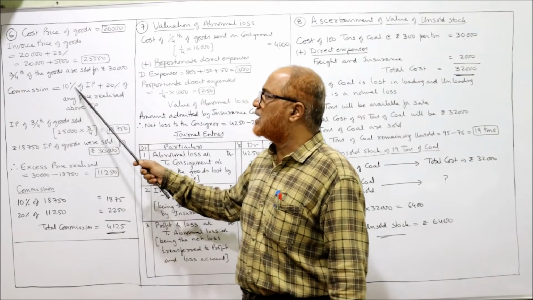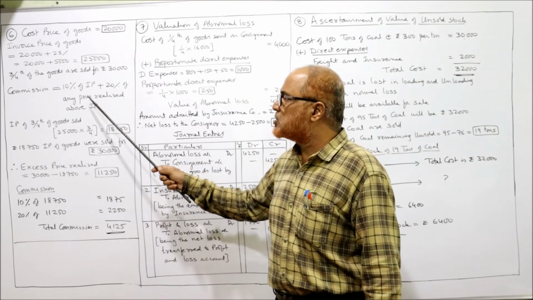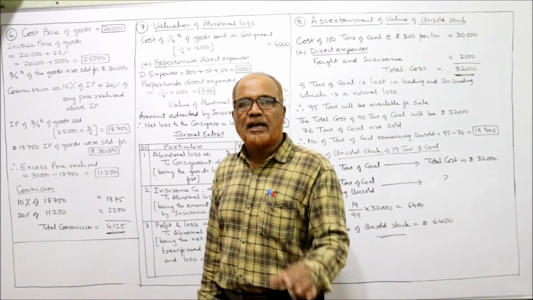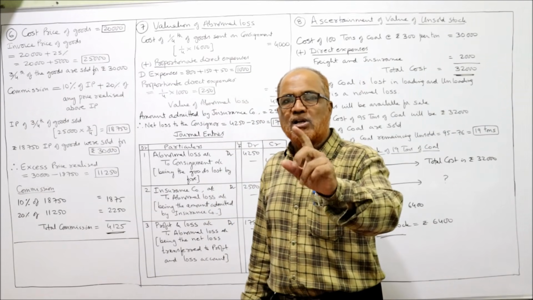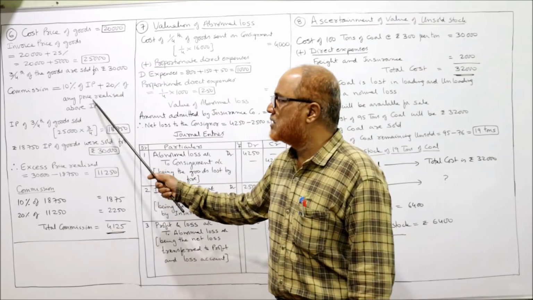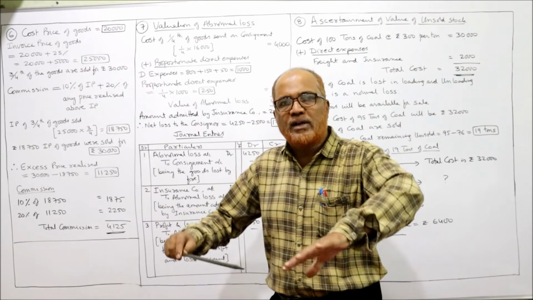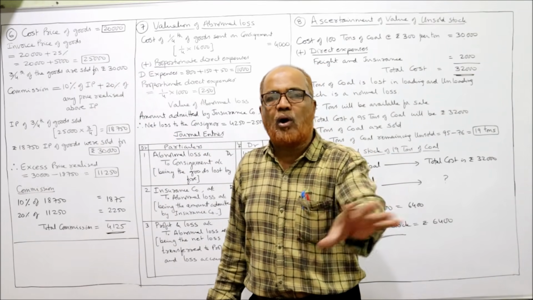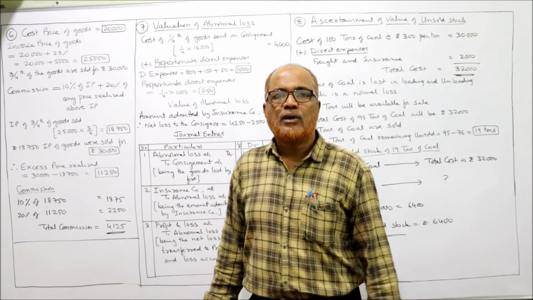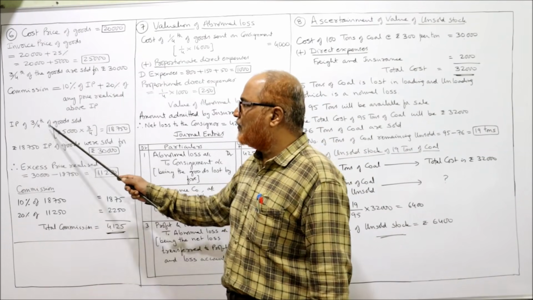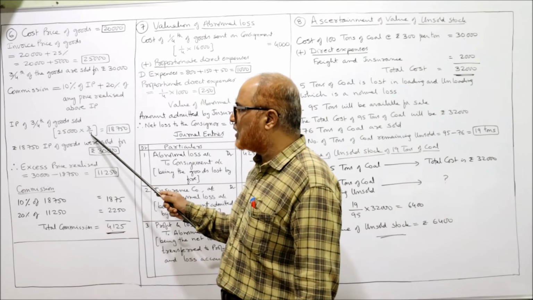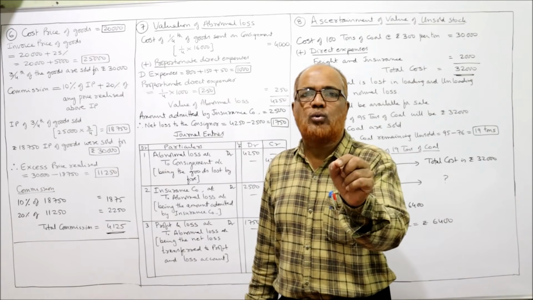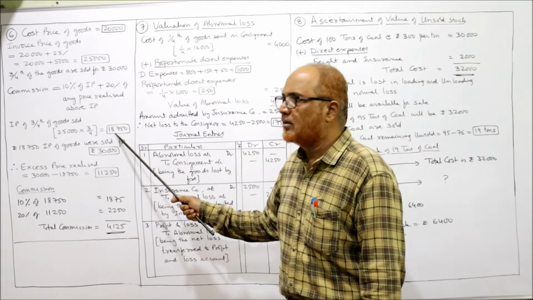So first of all, commission is 10% on invoice price plus 20% of any price realized above invoice price. This is the condition given in the problem. Now invoice price of 3/4 of the goods. What is the total invoice price? 25,000 is the total invoice price of all the goods. 3/4 of the goods is sold. So 3/4 of the goods sold is 25,000 into 3/4, 18,750. Actually, invoice price of 3/4 of the goods is 18,750.